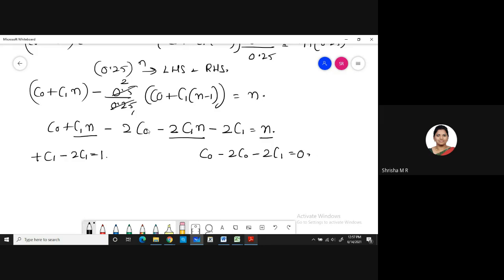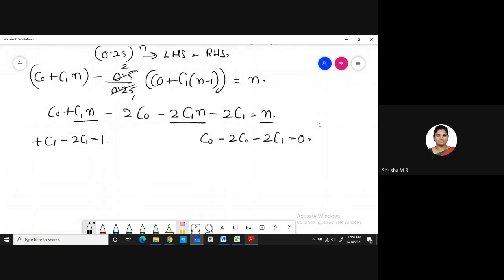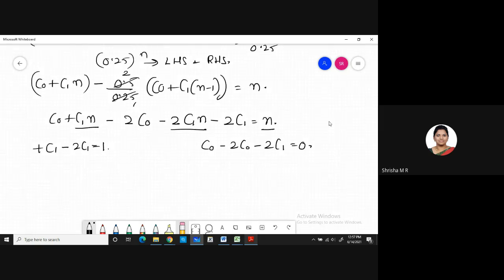Understood what I have done? We are comparing the coefficients of power of n. Got it? Clear? Is it clear, everyone? C1n minus 2C1n is equal to n. N gets cancelled. You have C1 minus 2C1 is equal to 1. What we are doing is comparing the coefficients of power of n, like we have done in the previous problem. And C0 minus 2C0 minus 2C1 doesn't have an n term, so we equate that to 0.